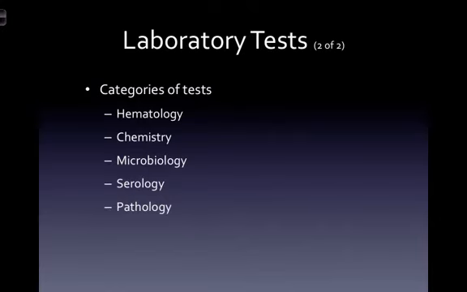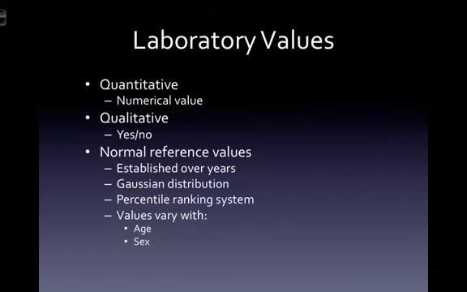Common lab test categories are going to be hematology, which is going to deal with blood, and we're going to go through each one of these. Chemistry, microbiology test, serology, and then pathology test. And there's a couple different kinds of microbiology. As we get to them, we'll actually talk about them.